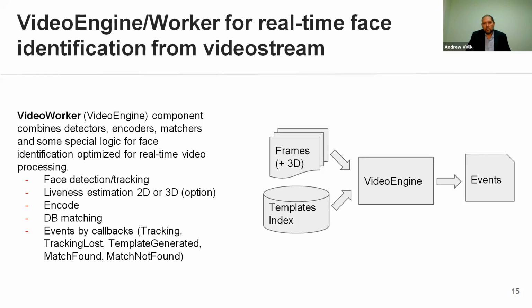You just send frame by frame to VideoEngine from one side, and pass the template index from the database to VideoEngine, and receive events of face detection, face loss, and face identification, either true identification or false identification, for example. And you can send a depth map from a 3D sensor to VideoEngine, and in this case, it will do the depth liveness checking for you, and you will receive events about real and fake faces.